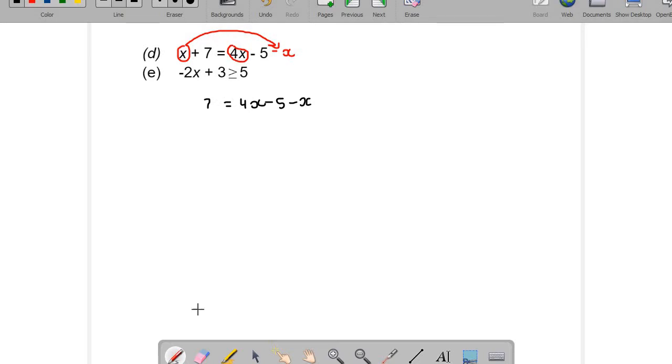Okay, we need to get our like terms on one side of the equation for themselves. So we're going to have to get rid of this 5 here. And the quickest way to do that is to just bring it over the equal sign and change the sign that is in front of it. So this is going to become 7 plus 5 on this side. And remember, the 5 is no longer on this side, so we're going to write what we have left, which is 4x minus x.